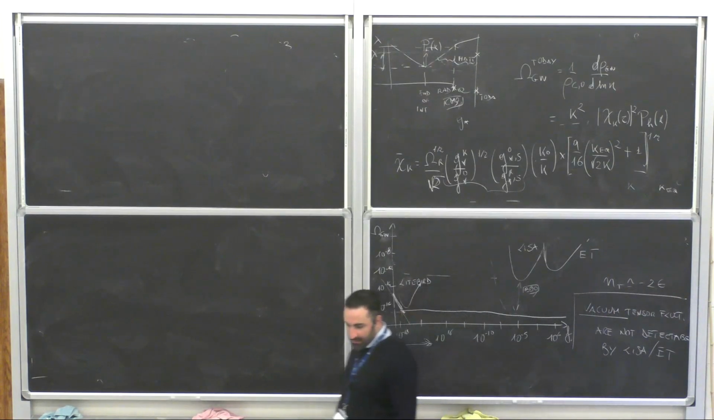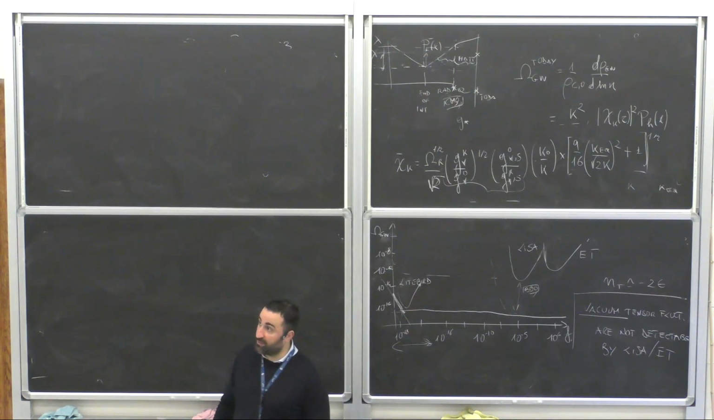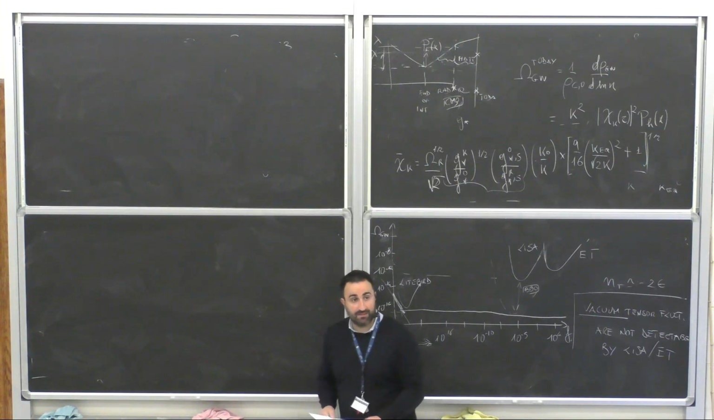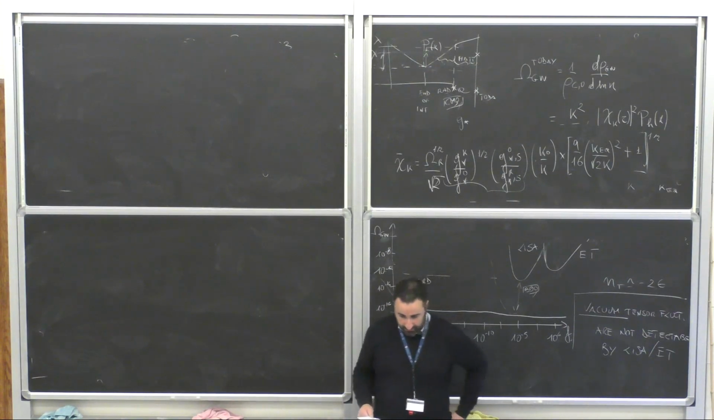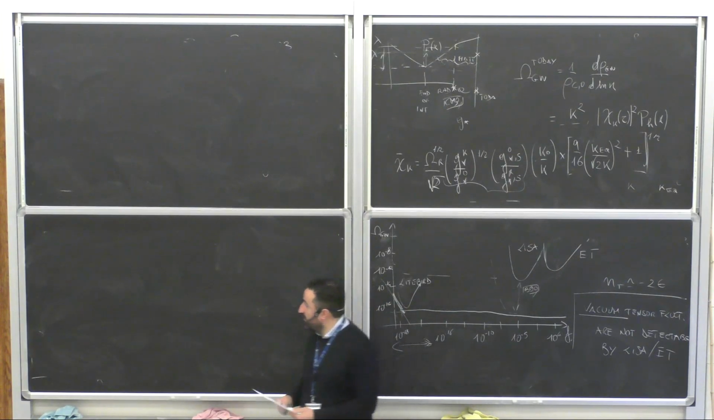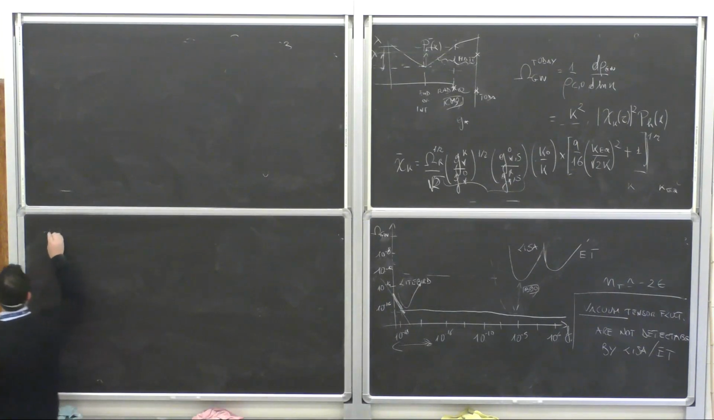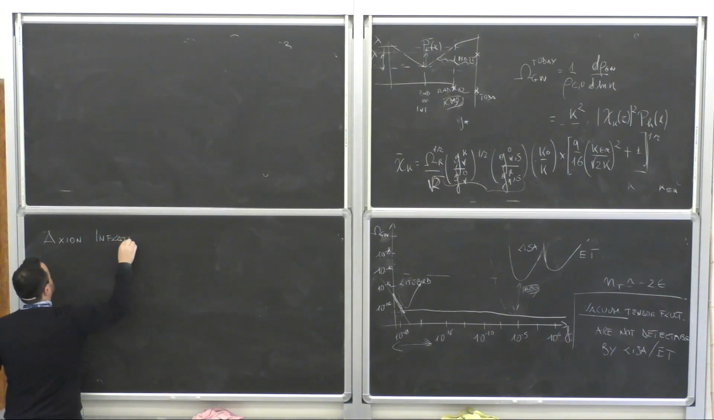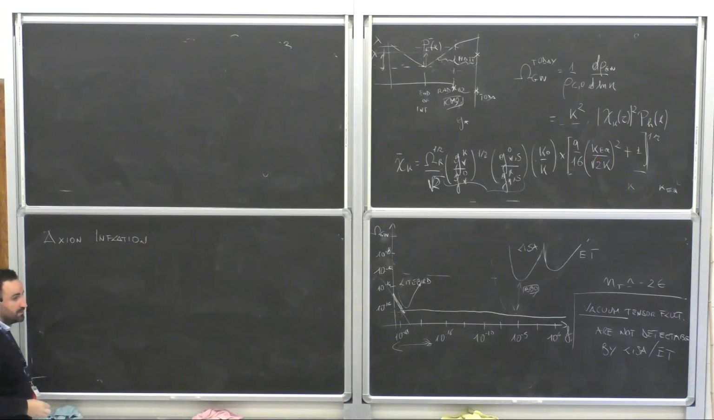So let me tell you a simple explanation that comes out from a simple extension of single field inflation, okay? That is axion inflation. So if I have time, I want to also discuss, so I have 15 minutes, right?